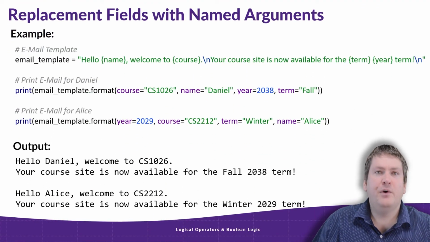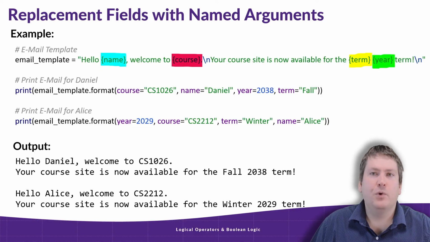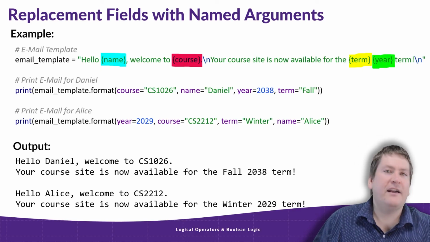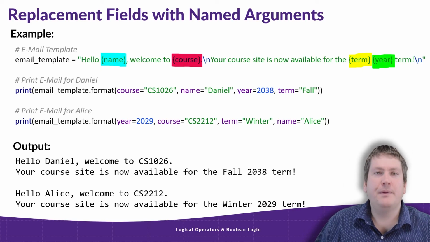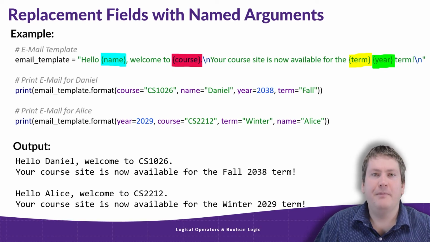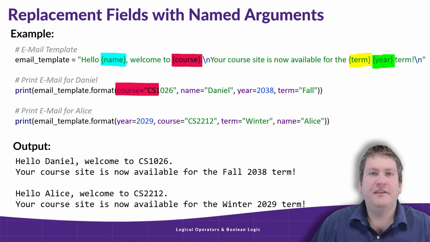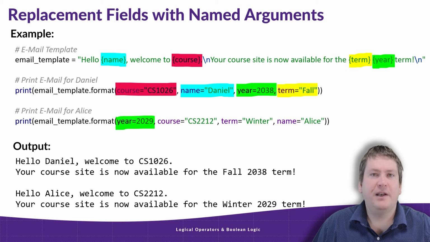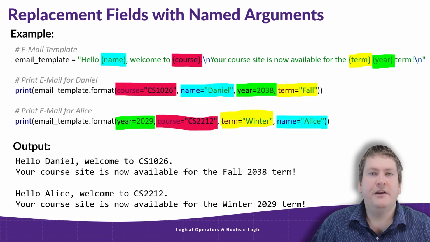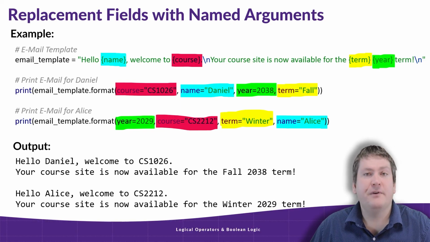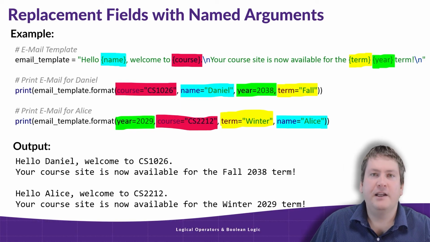So the last method was replacement fields with named arguments. This time, instead of numbers, we actually have words in there. And these sort of act like variable names, except they are going to be named arguments to the format method now. So you can see we have course equals CS1026, name equals Daniel, year equals 2038, and term equals fall. So what it's going to do is wherever it has name in brackets, it's going to look at the argument for name, and it's going to put that value there.